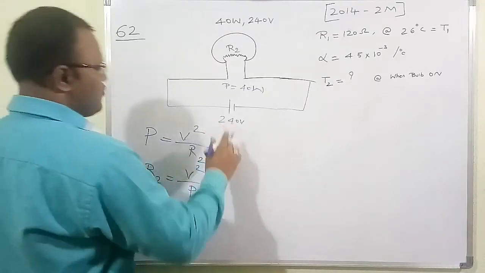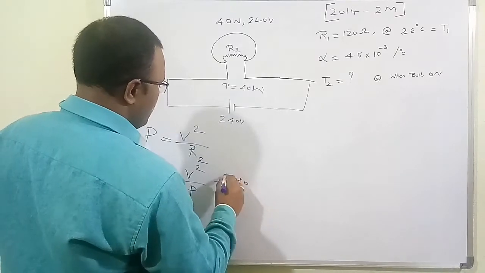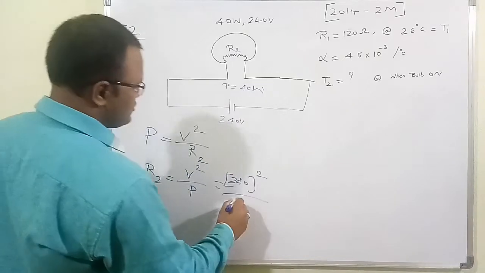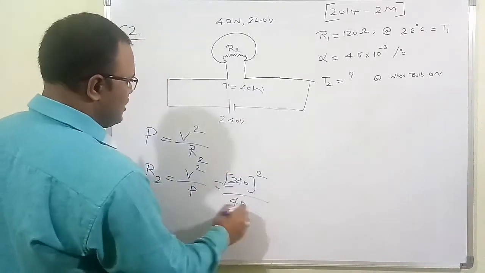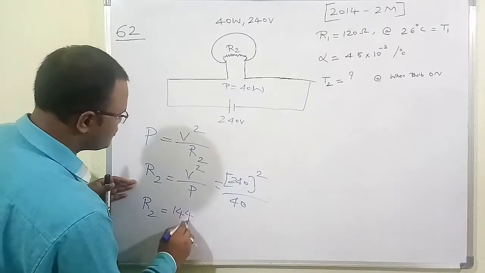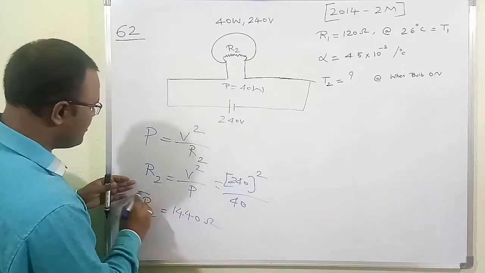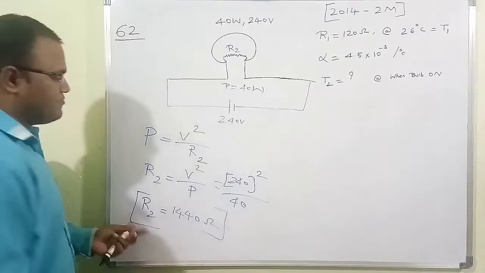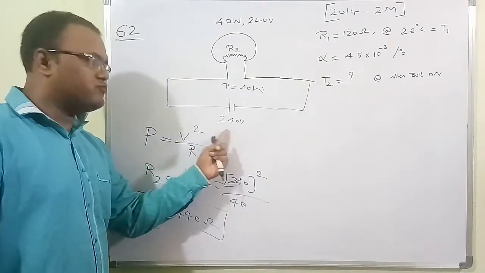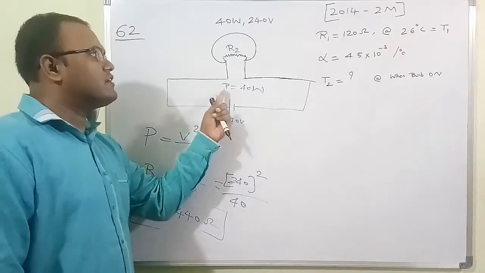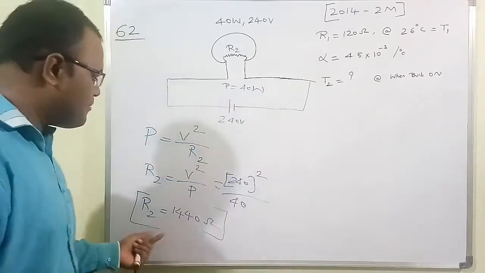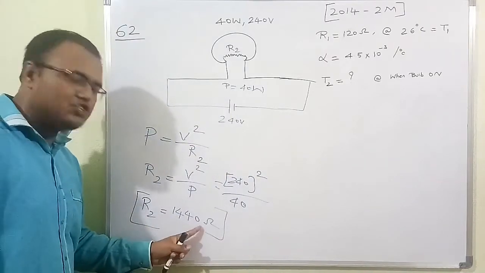V is 240 volt, so 240 whole square by P, and P is 40 watts. If you do the calculation, you will get R2 equal to 1440 ohm. This is the resistance of the bulb when we give a supply voltage of 240 volt and the bulb dissipates a power of 40 watt.